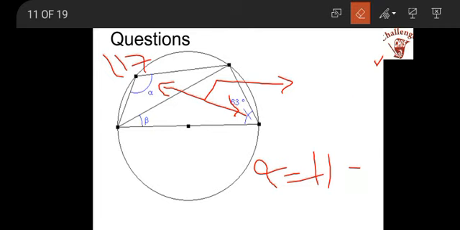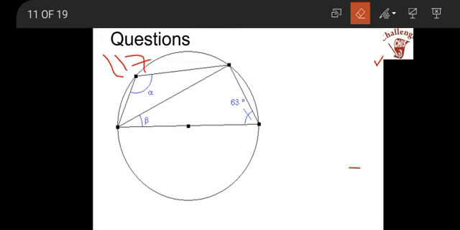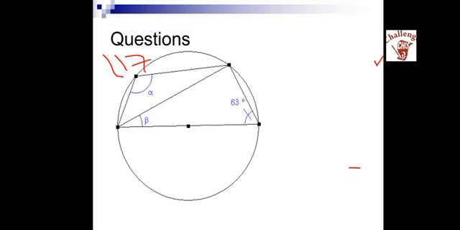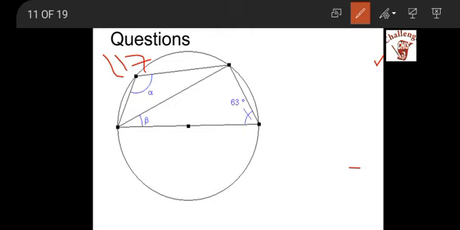Then easily we can find beta, because we have just found alpha. To find beta, can we say that this is opposite to this angle? No, because it's a part of the angle. No way to say this is opposite. This whole angle is opposite to this one, but we are just looking for beta, not the whole angle, just a part of the angle.